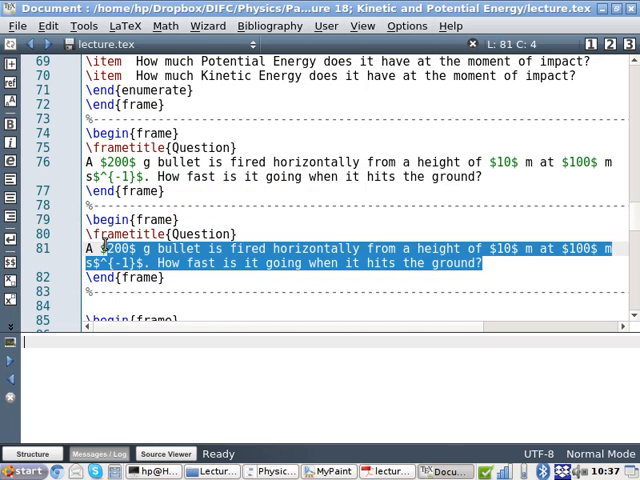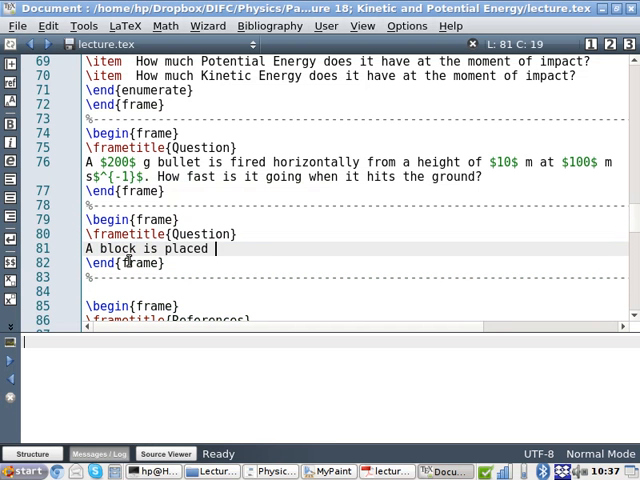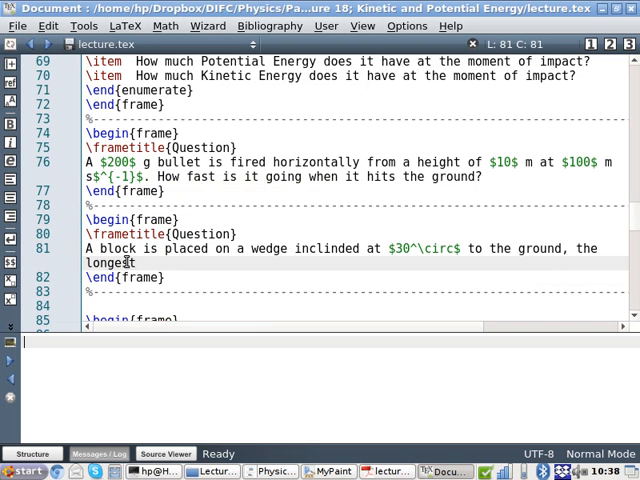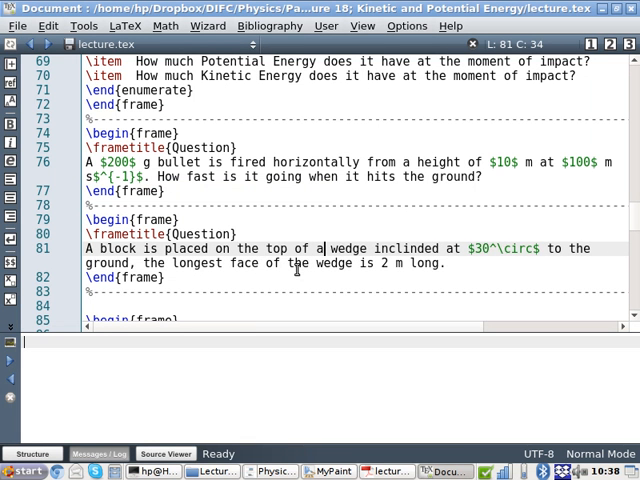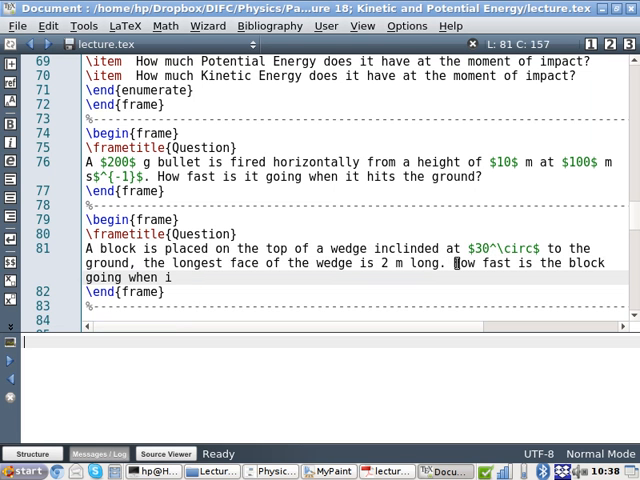Okay. A block is placed on a wedge inclined at, what did I say, 30 degrees. What is this? It's just me adding this question to my notes. To the ground. The longest face of the wedge is 2 meters long. The block is placed on the top of a wedge. How fast is the block going when it reaches the bottom of the wedge?